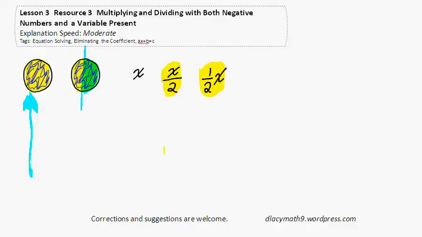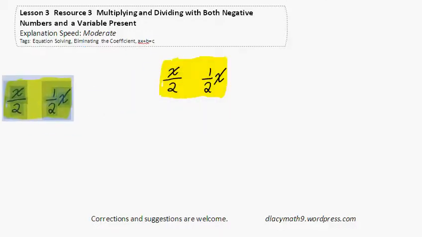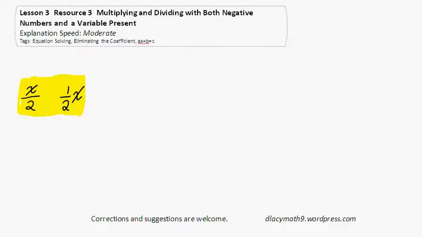Think about if you have a pizza and you cut it into 2 pieces, you get this much. Or if I say, look, what is half of the pizza? Well, it's the same amount. So I want you to know that these are different looking expressions for exactly the same thing, half of a number. Let's set these over here for a moment.